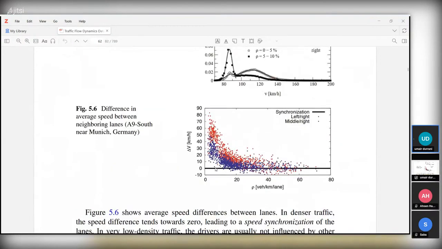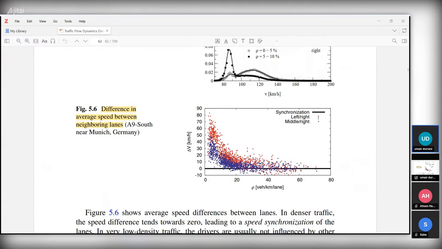Okay, so in the second figure here, figure 5.6, we see on the x-axis the density for a given lane, so this is vehicles per kilometer per lane. And on the y-axis, we have the difference in the average speed between neighboring lanes. And the black line here is telling us about synchronization. If the difference in the average speed of the neighboring lanes is zero, right here, that tells us that the speeds have synchronized. All lanes have the same speeds.